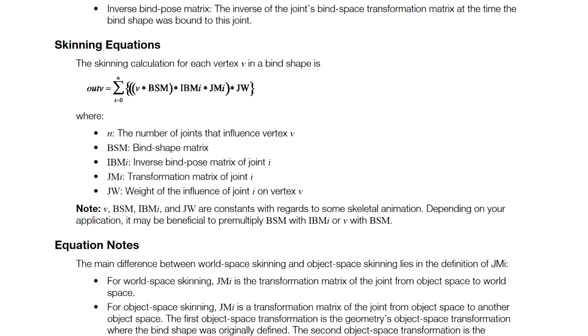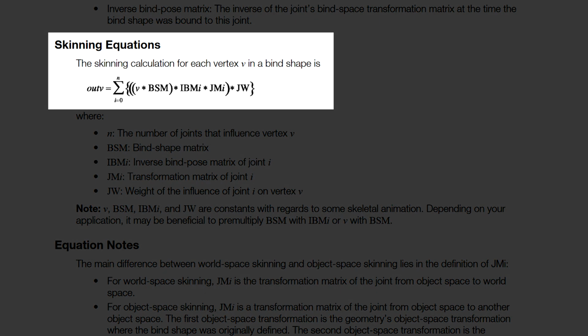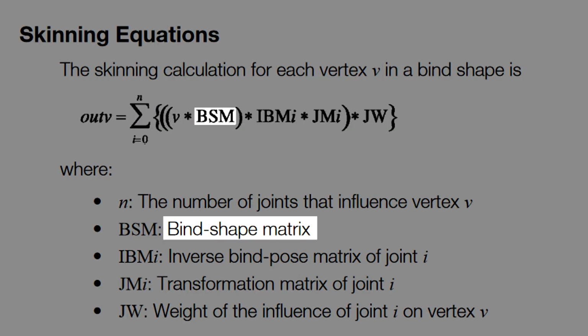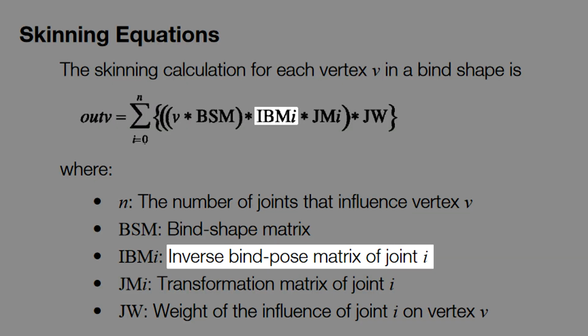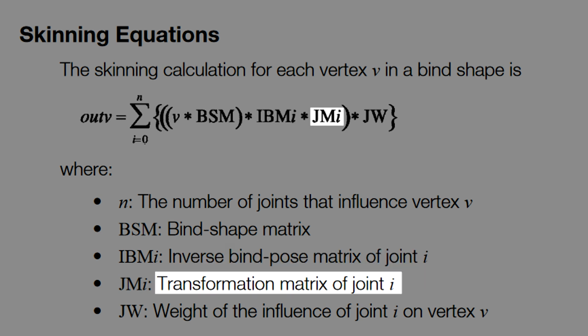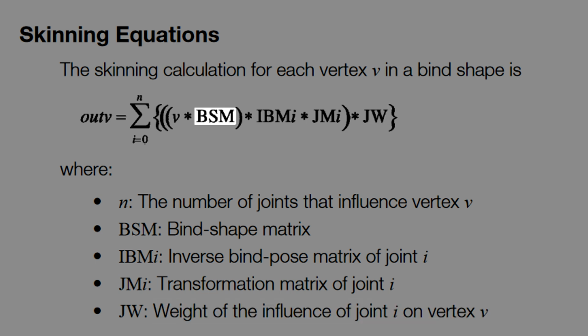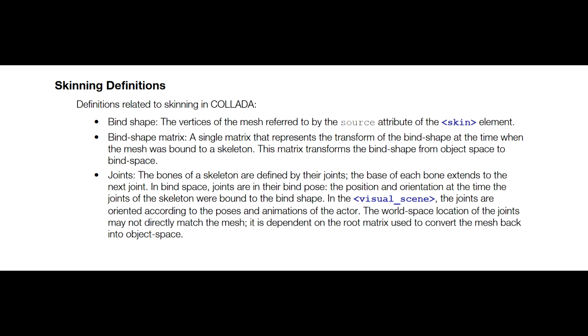Let's take a look at the skinning equation found in the Collada specification at chapter 4.8. You can find all the links in the description. In the specification we can find the exact formula to multiply our matrices. We got our vertex, the bind shape matrix, the inverse bind pose matrix of joint I, the joint transformation matrix of joint I, and the weight factor of joint I. The bind shape matrix is usually only needed if the mesh has a different origin than the skeleton and is in our case just an identity matrix. The definition of the bind shape matrix can be found here.